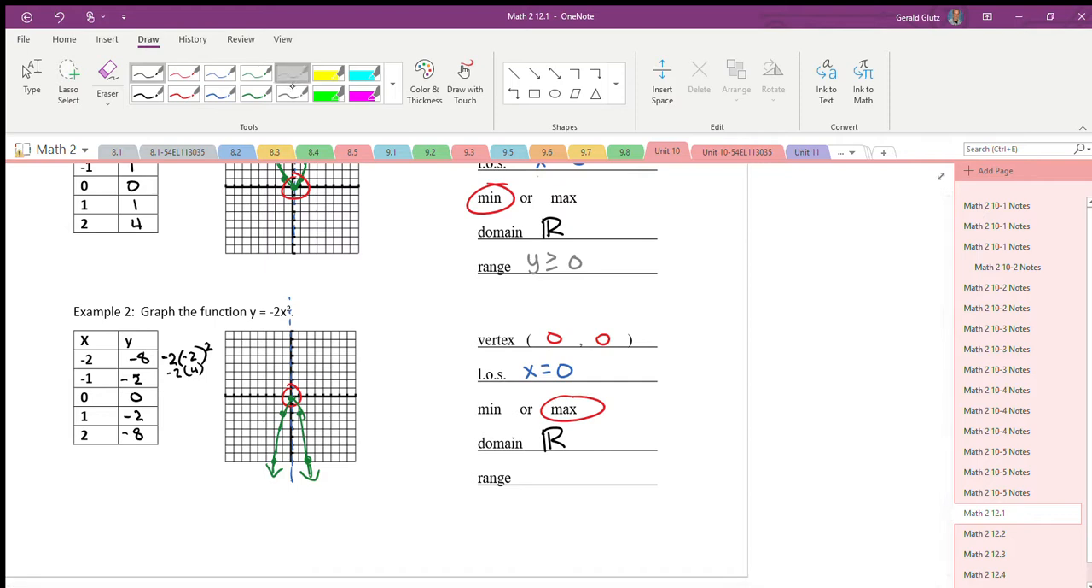And then the range, so its highest point is 0. So it goes up to 0 and then it goes down forever. So all the y values are either equal to 0 or less than 0, because all these points on this parabola are either less than 0 or there's one on 0. So y could either be less than 0 or equal to 0.